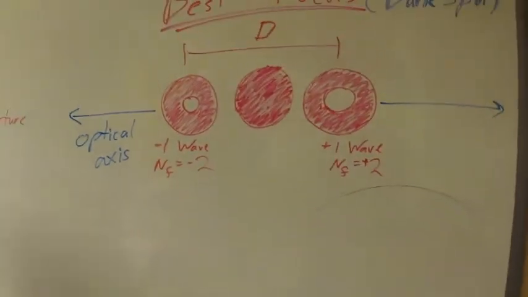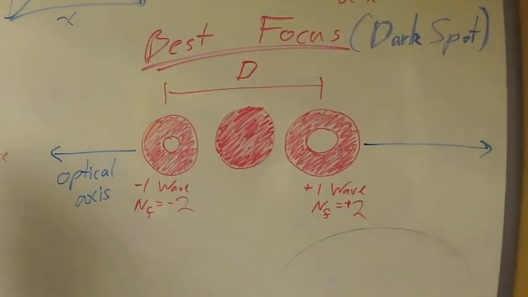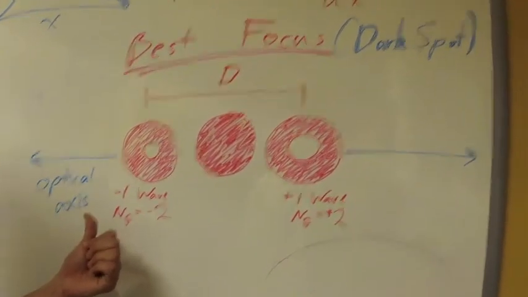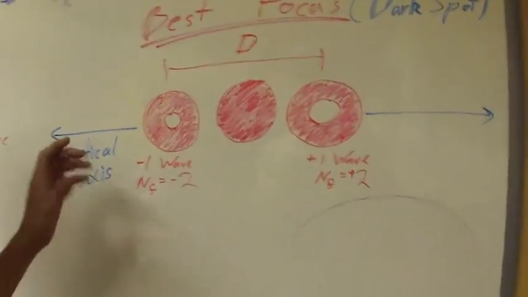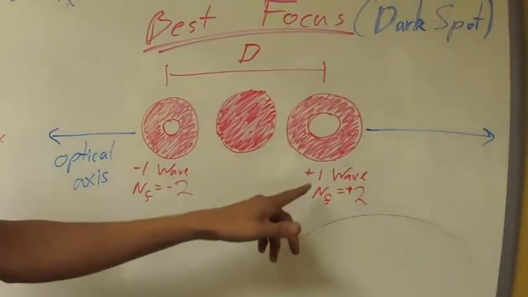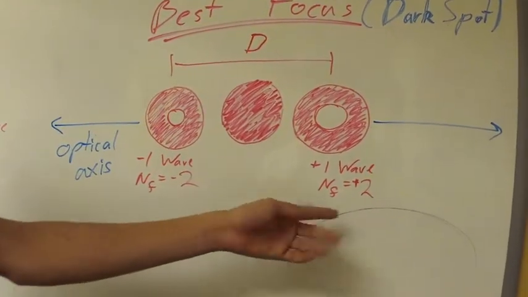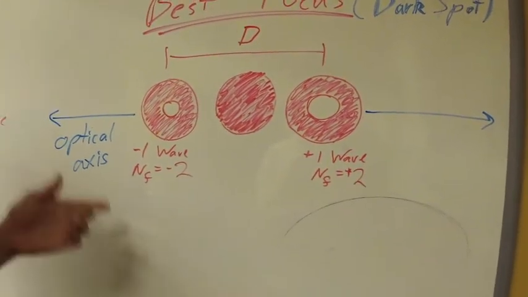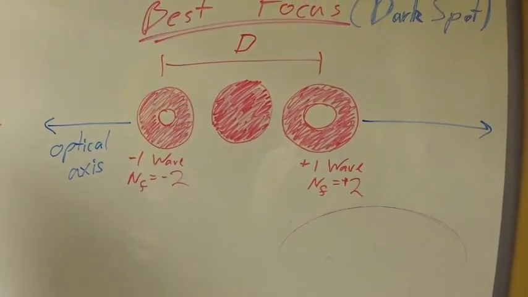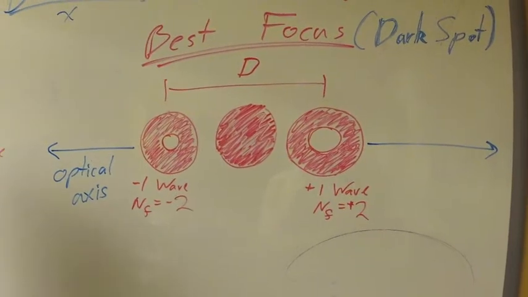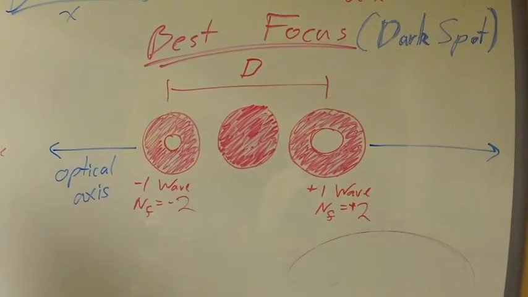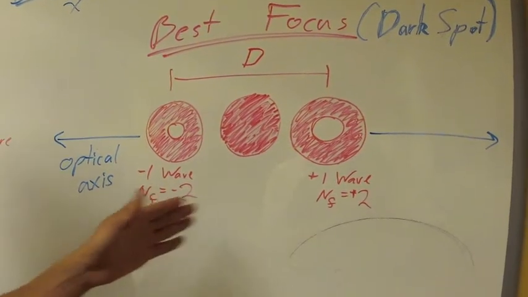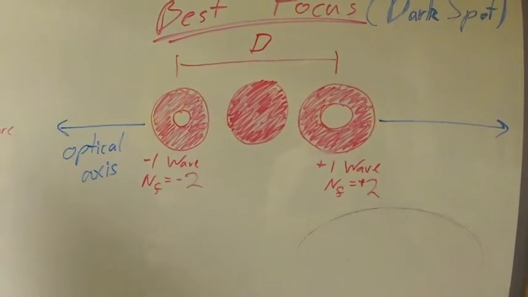In order to find best focus, we used the dark spot method of sorts. We first found the -1 wave dark spot pattern and the +1 wave, which are Fresnel numbers 2 and -2. We located those locations, put them in focus, and found the average between them. The approximate middle between those two points is where the best focus is located.